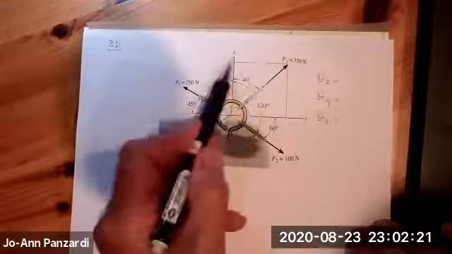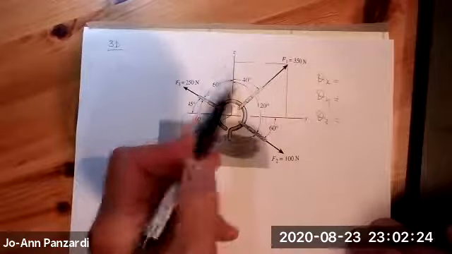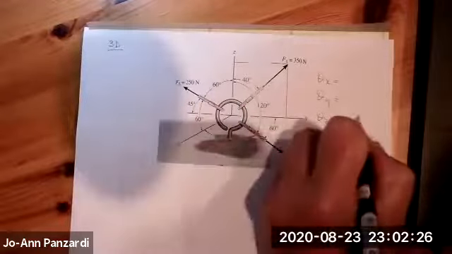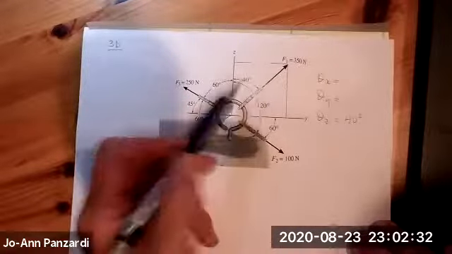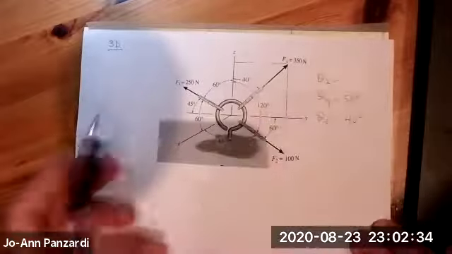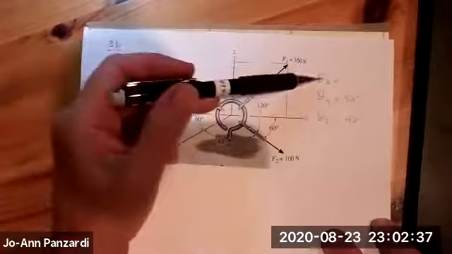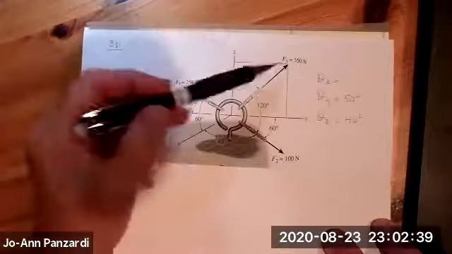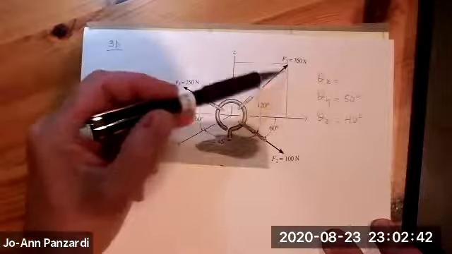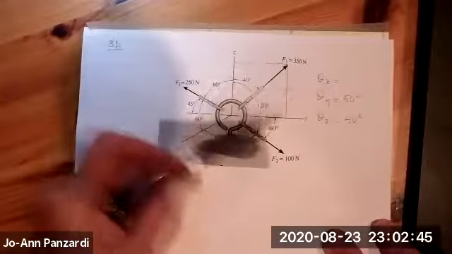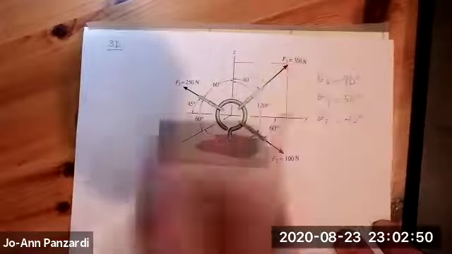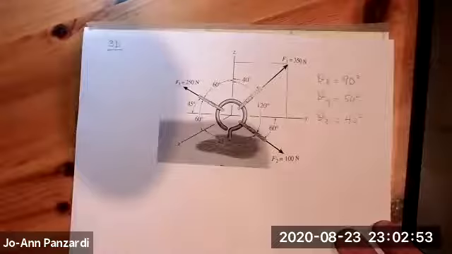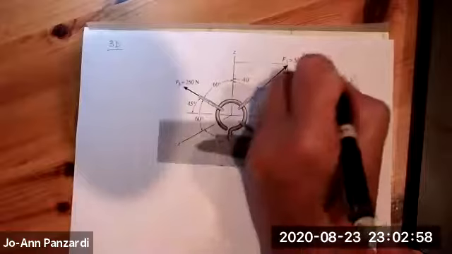In terms of F1, the angle between the force and the z-axis is 40, so theta z is 40 degrees. The angle between the force and the positive y-axis is 90 minus 40, so it's 50 degrees. And now the question is, what is theta x? If F1 lies on the YZ plane, that YZ plane is perpendicular to the x-axis, so theta x is 90 degrees. Okay? So this was for F1.